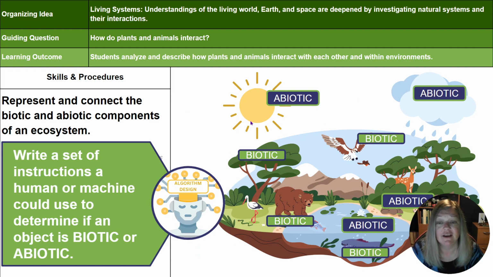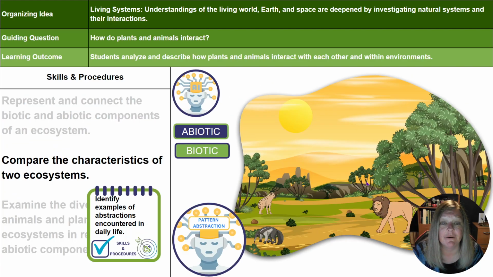And if we go through and have students do this label, and then we can extend and say, hey, can you write a set of instructions that would help a person who doesn't know what these words mean do this activity? Or could you write a set of instructions that would help a machine label something as abiotic and biotic? And now we're bringing it up to that level of algorithm design, really honing in on computational thinking and bringing that coding language into this living systems topic as well.